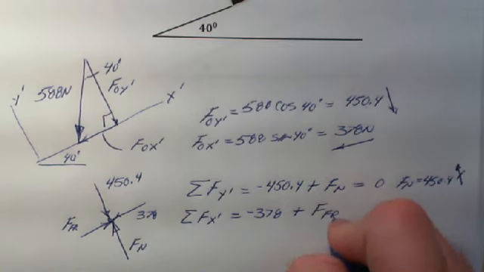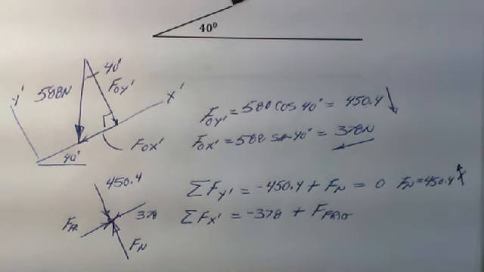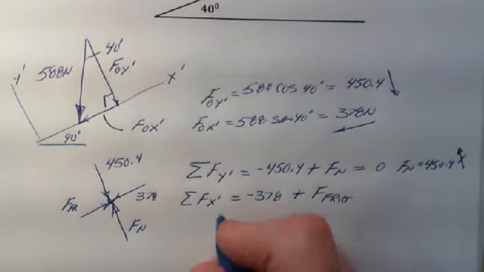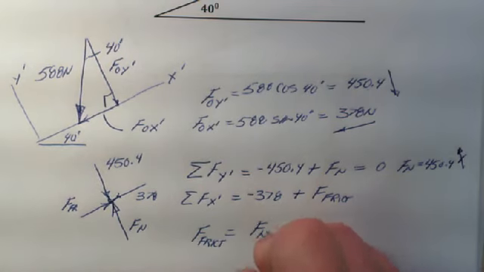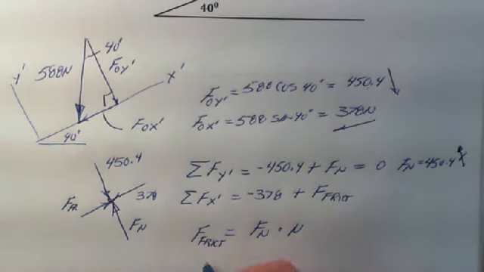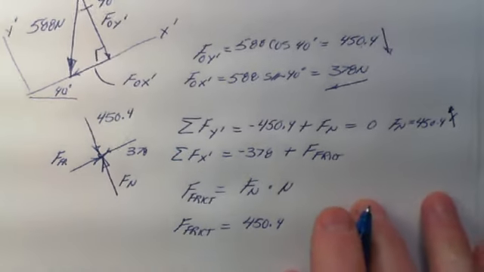All right, if we sum the forces in the x direction, then we're going to get minus 378 plus our frictional force. By definition, frictional force is always going to be equal to the normal force times mu. So we know what the normal force is, so let's go ahead and figure out what that's going to be. F friction is going to be equal to our normal force, which we said was 450.4.